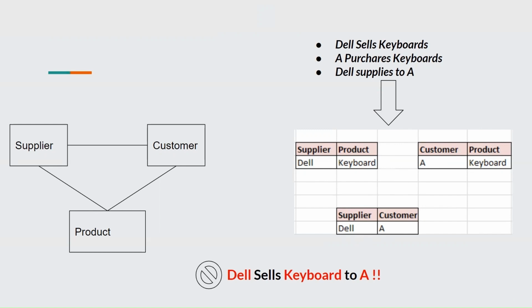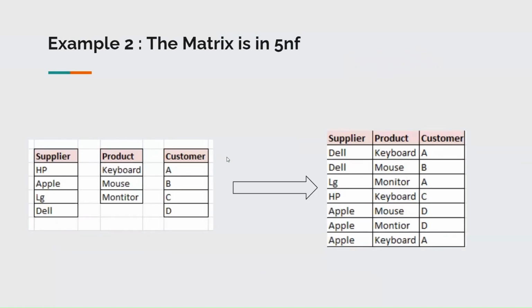The Cartesian join shown in the previous slide is in fifth normal form, and it does not have a joint dependency. I'm talking about the product, supplier, and customer Cartesian product. Breaking it down into three binary relationships will lead us to loss of information in the database design. So, do not decompose a table if it leads to loss of information or creation of unwanted information.